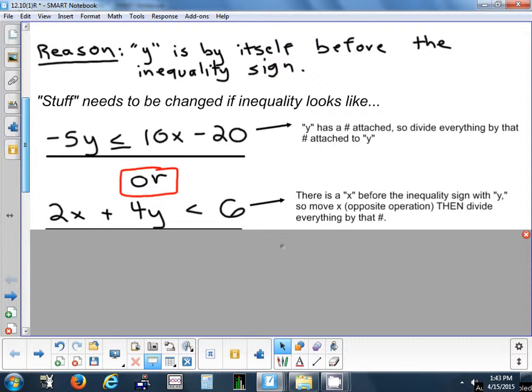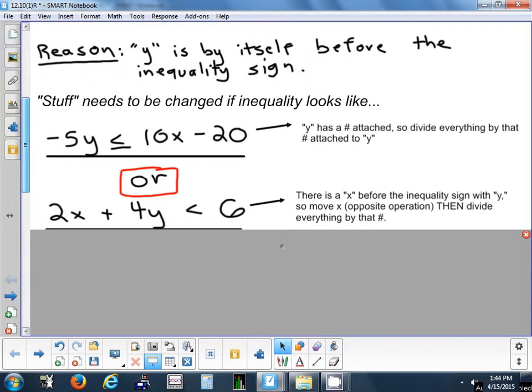Will says subtract the x. All right, where are you going to move it to? After the inequality sign. Then what would your next step be? Divide everything by 4, because that's the number attached to y, right? There's an x before the inequality sign with y, so move x. You're going to do the opposite operation, then divide everything by that number with y.